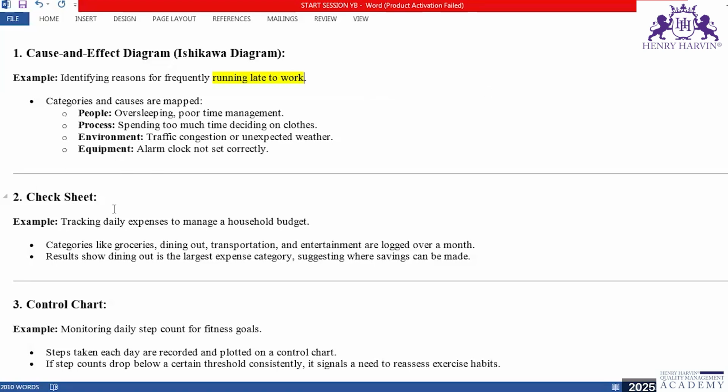For that you need a check sheet, because you will be tracking daily expenses or whatever the problem is. Let's talk about another problem: tracking daily expenses to manage the household budget. Creating this tracking list is a check sheet. You divide it into groceries, dining out, transportation, entertainment, logged over a month. That way you will at least have data.